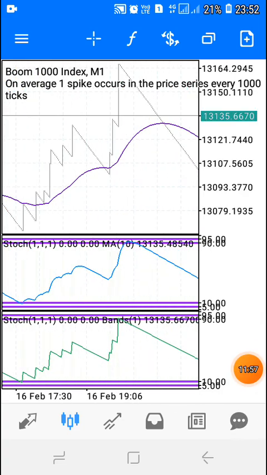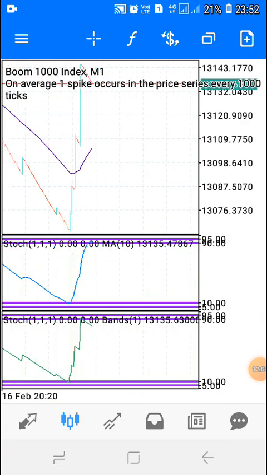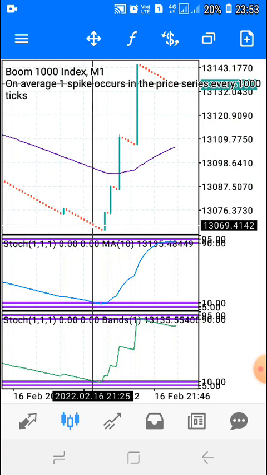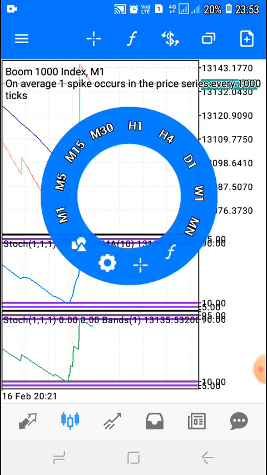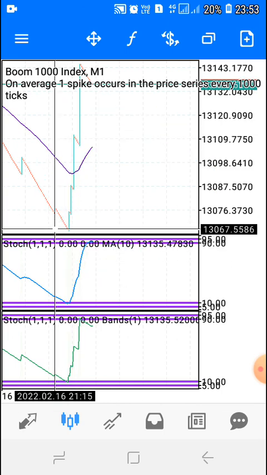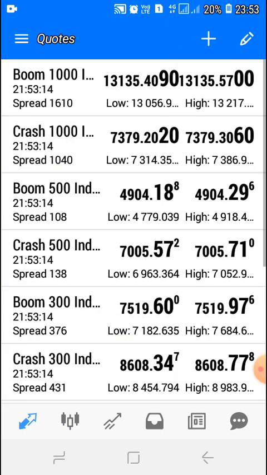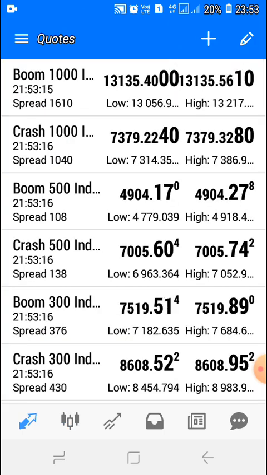So check this out. You guys can see over here, not long ago, there was a spike opportunity. Even though a small spike occurred first, then a lot of spikes occurred. So do not be scared. If the market is moving in an uptrend on Boom 1000, you follow all the steps that I showed you guys in this video and you take entries.